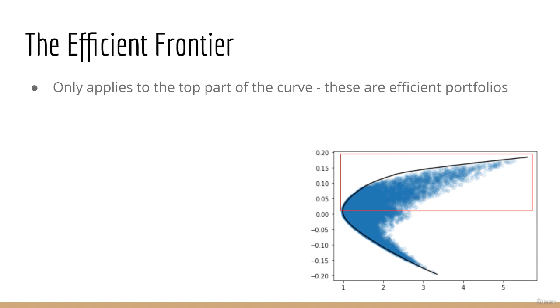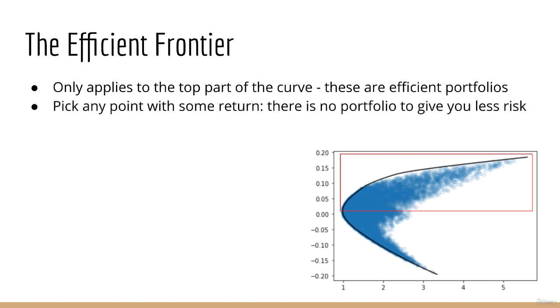The top part of the curve we have just drawn has a name. It is called the efficient frontier. Any portfolio along the efficient frontier is called efficient. Why are they efficient? Because for each of these portfolios, if you take the expected return that they have, there is no better portfolio that will give you less risk.